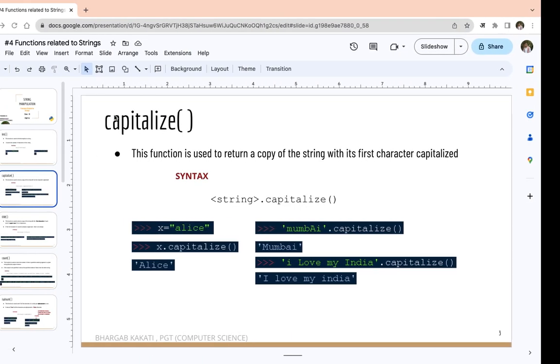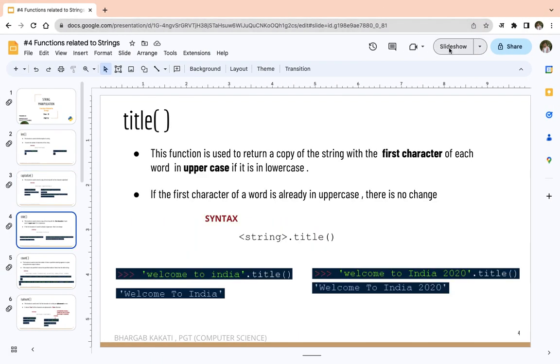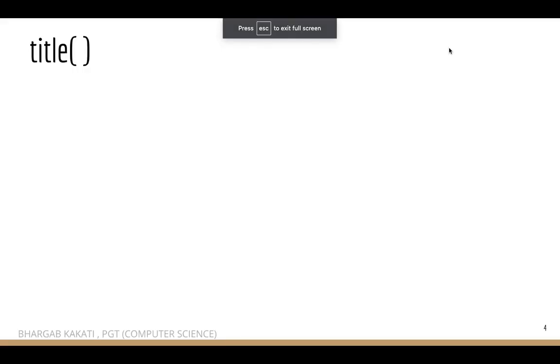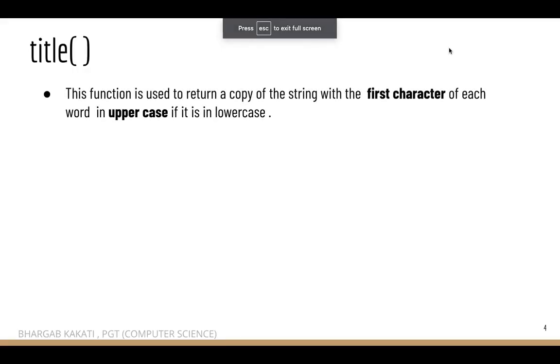Alright, now let's take you through the next function, that is the title function. What it does, this function is used to return a copy of the string with the first character of each word capitalized. Remember, first character of each word. In capitalize, Python capitalized the first character of the entire string. But here it will capitalize the first character of each word into uppercase if it is in lowercase.